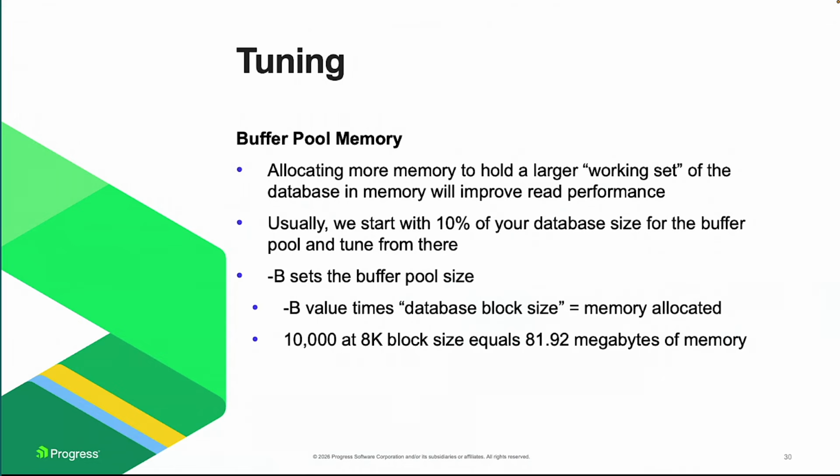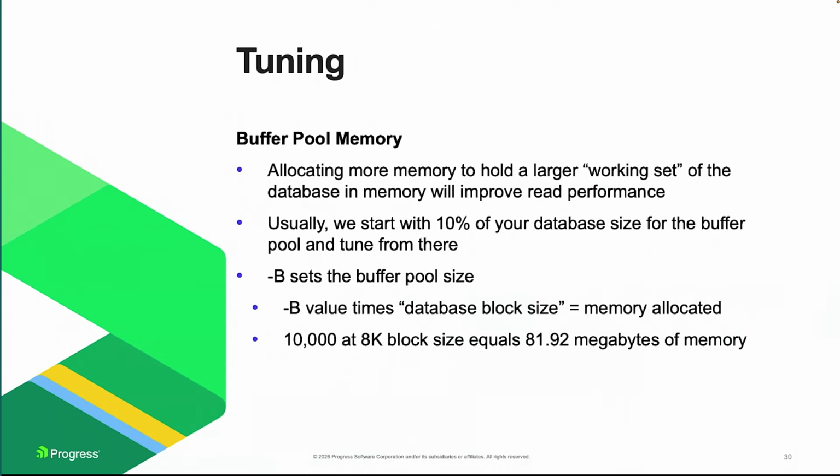So if you have an 8K block size database, which you should have, don't use 1, 2, or 4 anymore. Use an 8K block size. The operating systems we support now support that. Then you would set the dash big B to 10,000. That'd be 82 megabytes of memory. Okay, so that's how you set it.